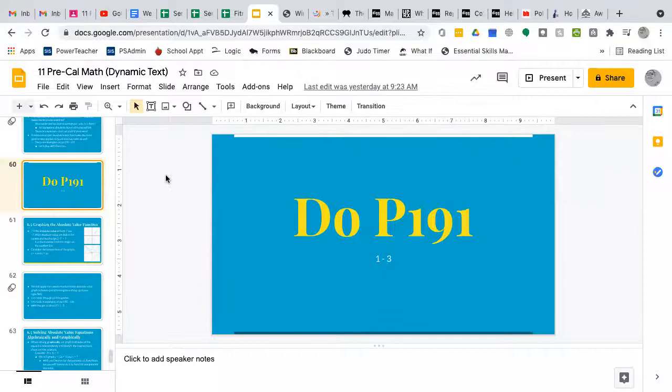We left off on page 191. Oh, nice. Numbers 1 to 3.